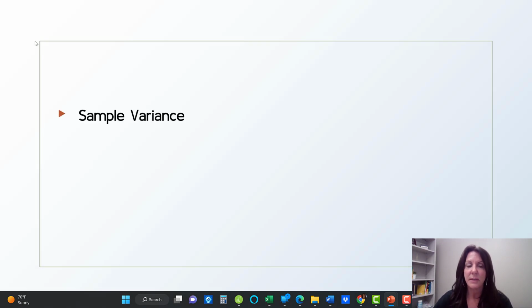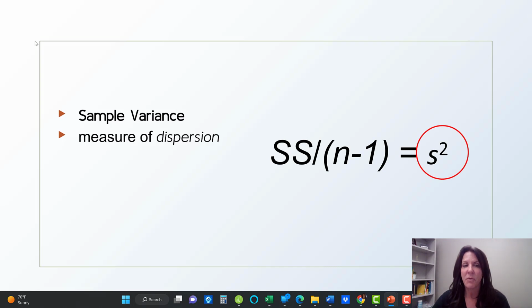We also have something called sample variance. We already talked about population variance, but sometimes we don't have access to the whole population. We only have a sample. And so this is another measure of dispersion. This is the formula, the symbol in the formula for sample variance. The symbol, instead of sigma squared for the population, is S squared. That means sample. So this is the variance in a sample.